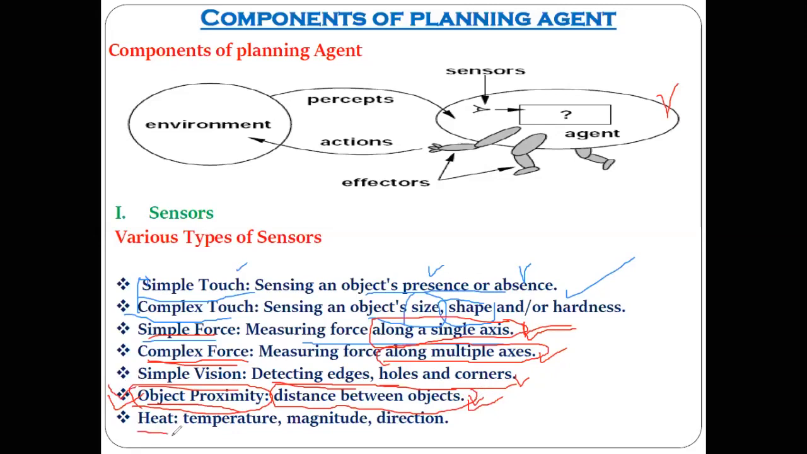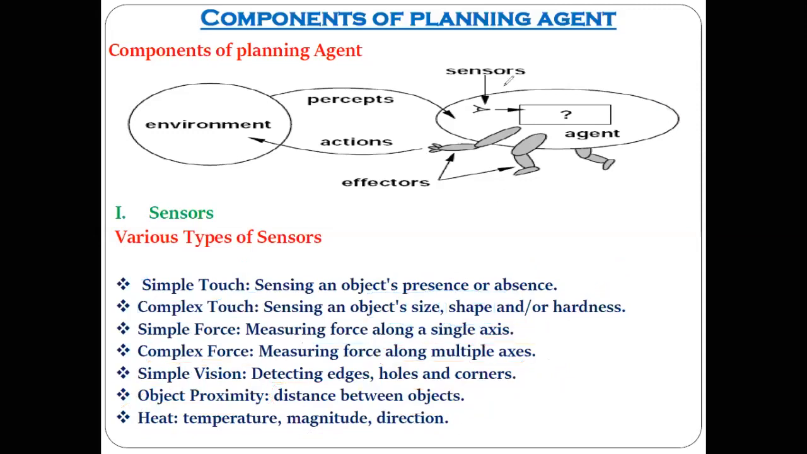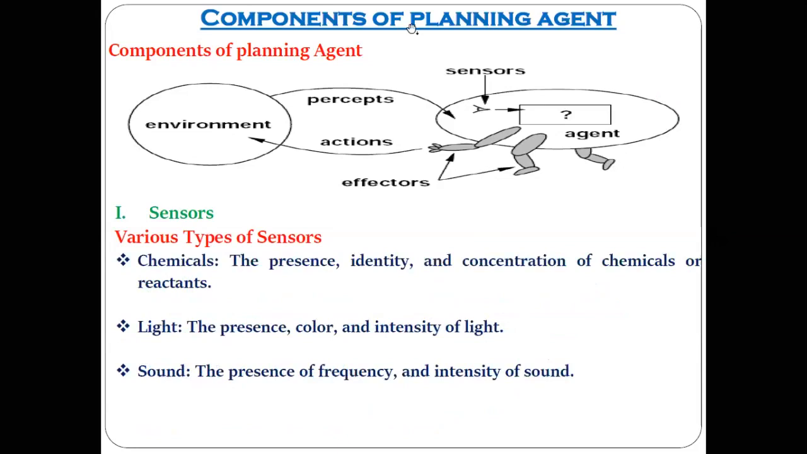Then also sensors like heat sensors, which measure the temperature, magnitude, direction, etc. Okay. Then there is also another sensor I have taken, the chemical sensor. This gives you the idea about the presence of chemicals, identity, concentration of the chemicals, etc. Light sensor gives you the idea about the presence of light, color, intensity of light. Okay, I hope you are getting this: presence of color in the environment, intensity of light in the environment.